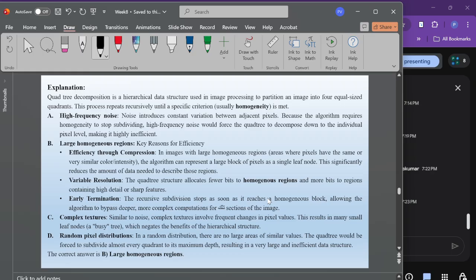So the quadtree structure allocates fewer bits to homogeneous regions and more bits to regions containing high detail or sharp features. If there are large variations, that requires more bits. And early termination: the recursive subdivision stops as soon as it reaches a homogeneous block. So as it reaches all ones or all zeros, it will stop, otherwise it will subdivide. That allows the algorithm to bypass deeper, more complex computation for the uniform sections.